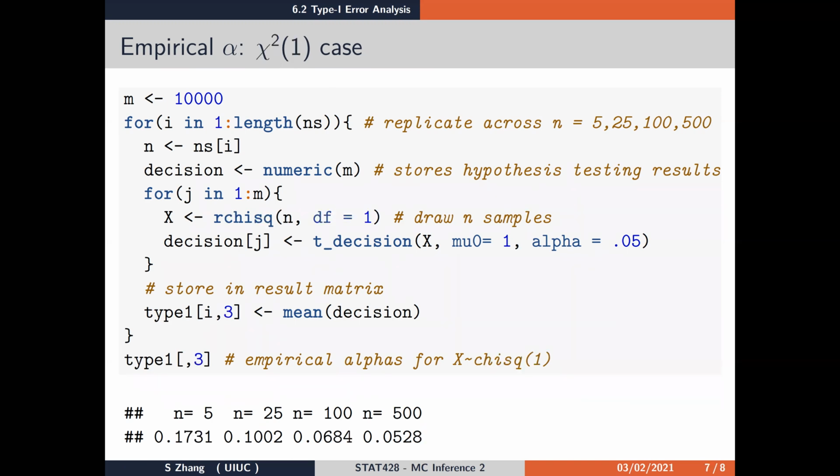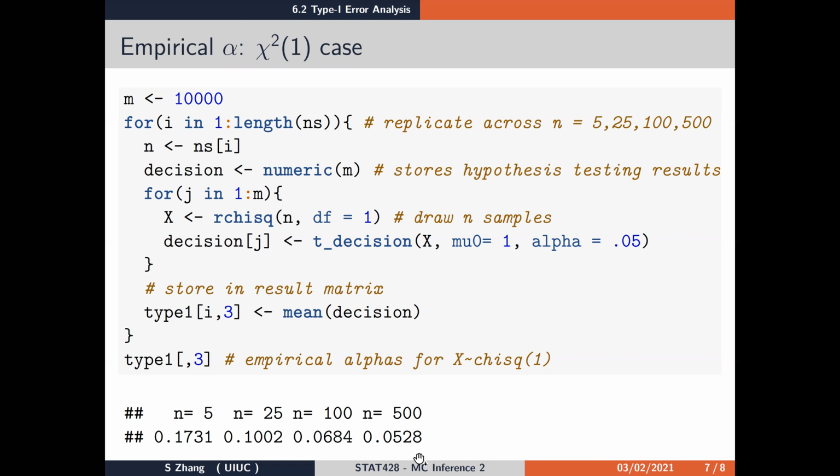And lastly, here is the code for doing this for the chi-square distribution. Again, everything else is the same, except that we sample our x's from the chi-square distribution with 1 degree of freedom. And we store the results in the third column.